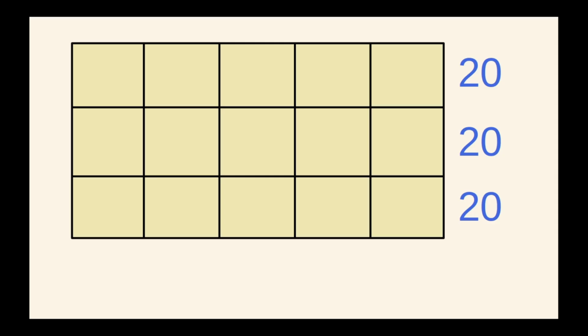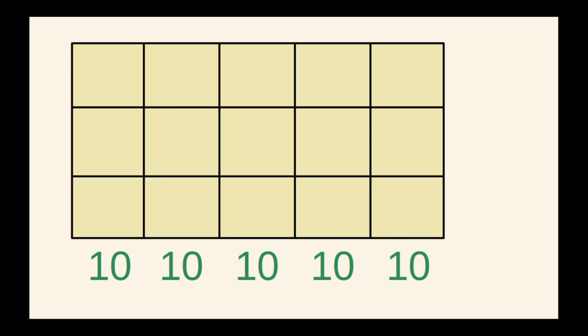Let's check the math to understand why. Observe that each row adds up to 20. This implies that the sum of all numbers in the matrix is 20 times 3, which equals 60. Also, each column adds up to 10. With 5 columns, that gives us 10 times 5 equals 50 as the sum of all numbers.